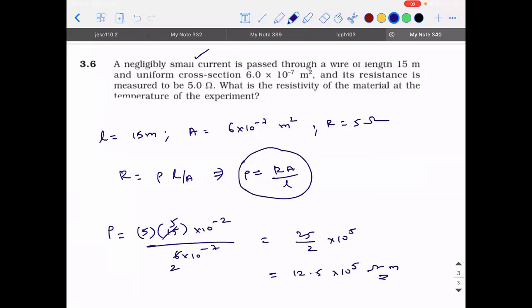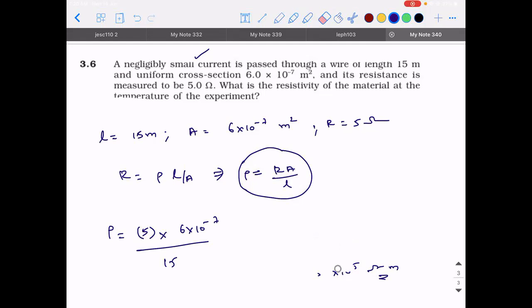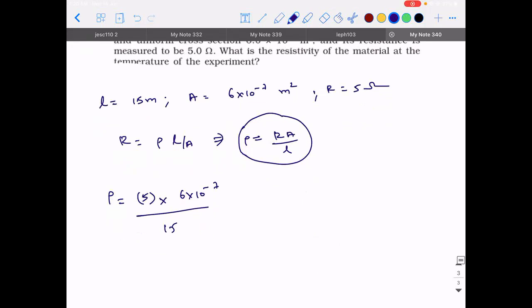So formula is RA by L, sir. You did RL by A. Yes, sir. Did I make a mistake? Yeah. Sorry. So R A by L, no? Then R is 5 into A is 6 into 10 power minus 7 divided by L is how much? 15. 15 is in meter only, no? Moreover, the resistivity value which I got is very high. So it is 3, this will go 2. So 2 into 10 power minus 7 ohm meter. Now it's fine, no?